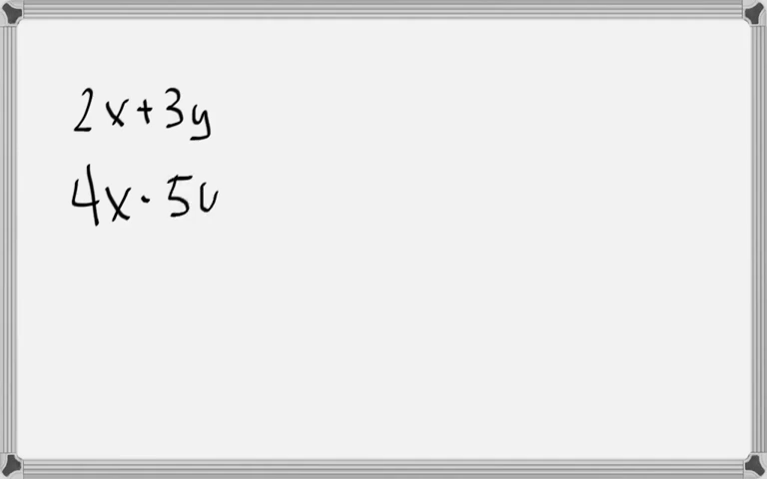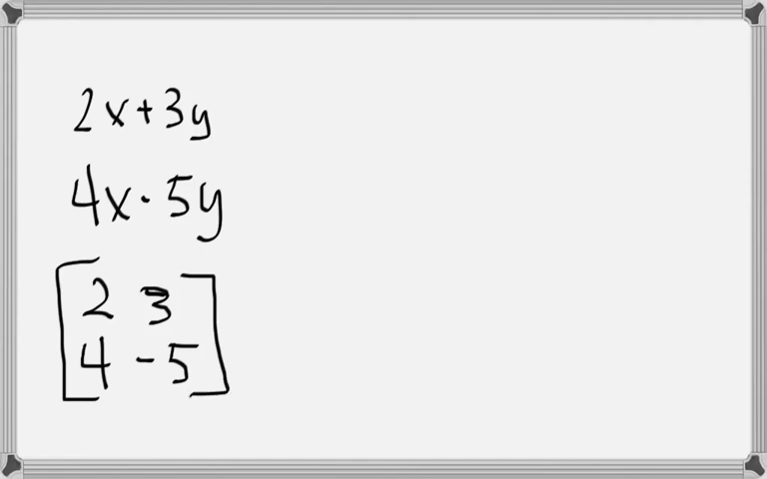Let's suppose that you had something like this. A matrix, let's say we had 2x plus 3y, and we had 4x minus 5y. I can write out a matrix that represents this part of my equation. It would be 2, 3, 4, negative 5.